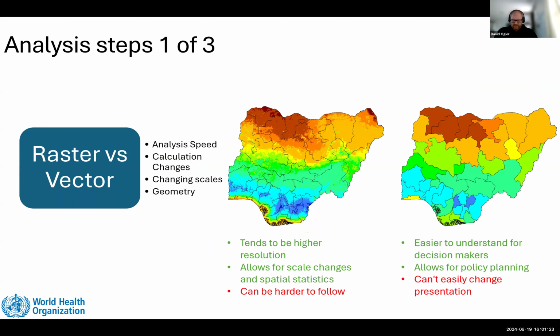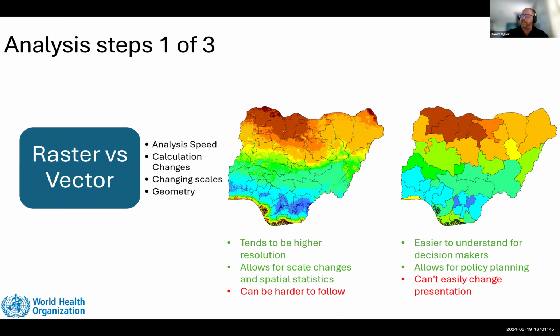So when you do start doing the assessment, step one, I think this was alluded to earlier, you need to decide on the structure of your data, whether you're going to be using raster or vector data. I think James was mentioning that earlier. There are advantages and disadvantages of each. I prefer raster just because it generally gives a higher resolution.